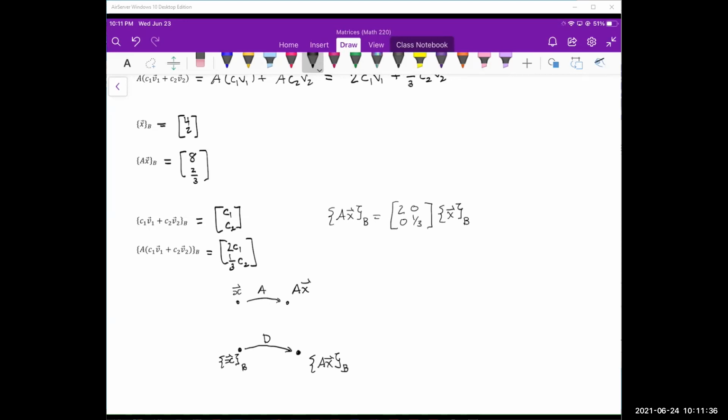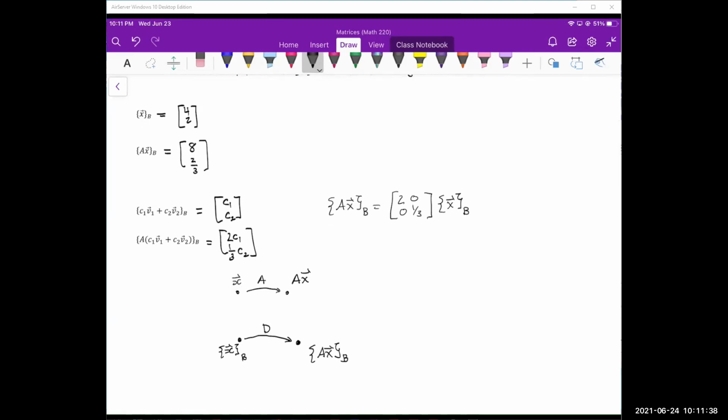What's happening is our first component, c1, gets multiplied by 2, plus 0 times c2. So we just see that the first coordinate gets multiplied by 2. The second coordinate gets multiplied by 1/3. And the matrix that accomplishes this is diagonal. Notice those eigenvalues show up on the diagonal. Okay.